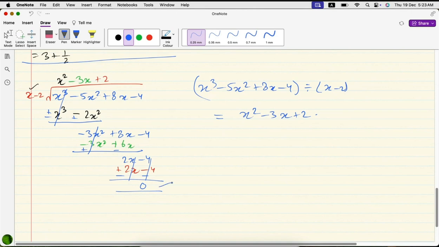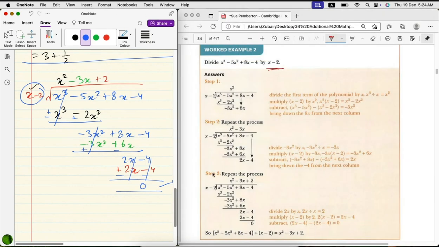When there is no remainder, I can also say that x minus 2 is a factor of the given polynomial. So basically, if we multiply x squared minus 3x plus 2 with x minus 2, we should get the original polynomial back.